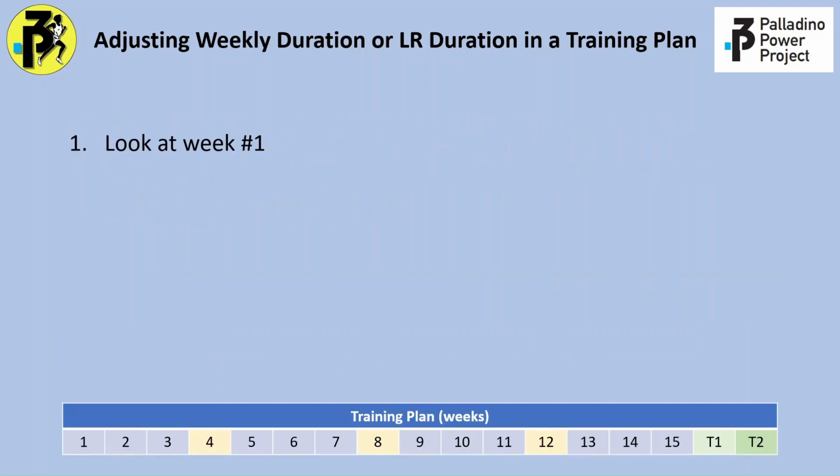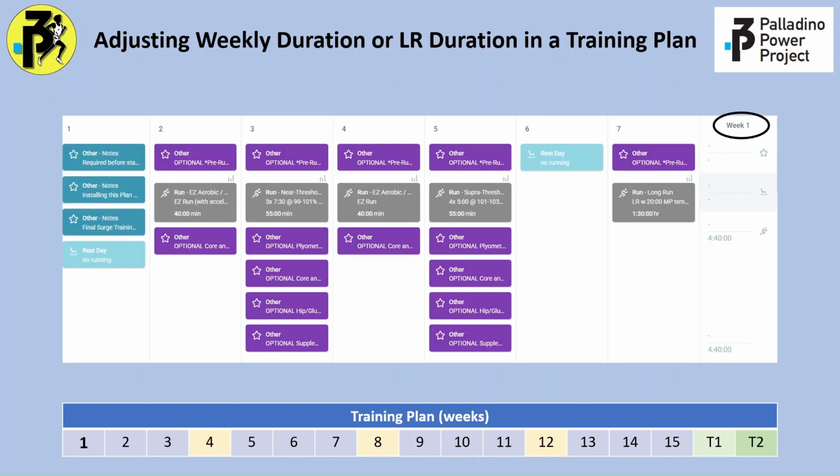The first thing when considering to modify a plan for duration elements, whether it's the weekly duration or the long run duration, let's look at week number one. Always look at week number one. And is this week number one over your head, or is it way under your current level?